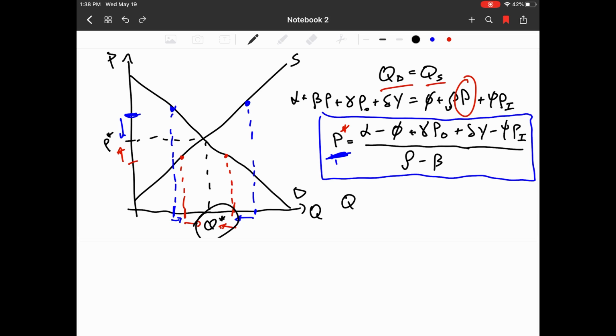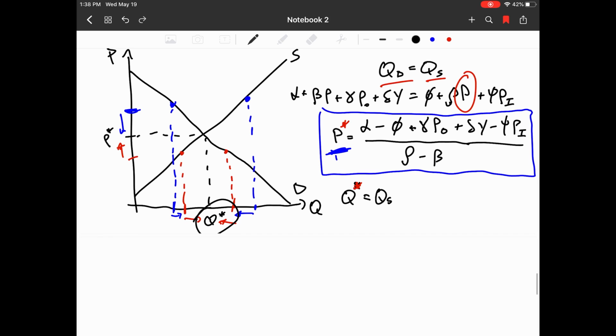which are equal. So we call this, let's keep our coloring consistent, Q star is equal to QS, which is the simplest of the two equations. So then we have phi plus rho times P star plus phi pi.